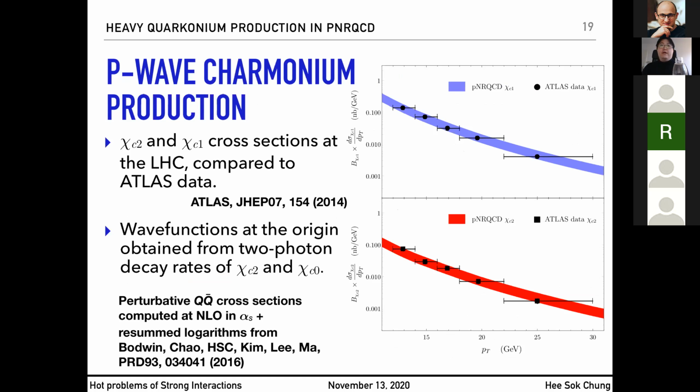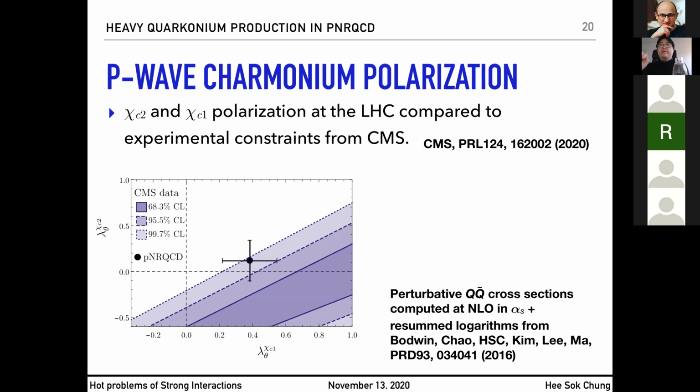We have obtained the wave functions at the origin from two-photon decay rates of chi-c2 and chi-c0. We can also do polarization by calculating polarized cross-sections. So this is chi-c2 and chi-c1 polarization at the LHC, shown by this point with error bars. And this is compared to the experimental constraints from CMS, given by this band.